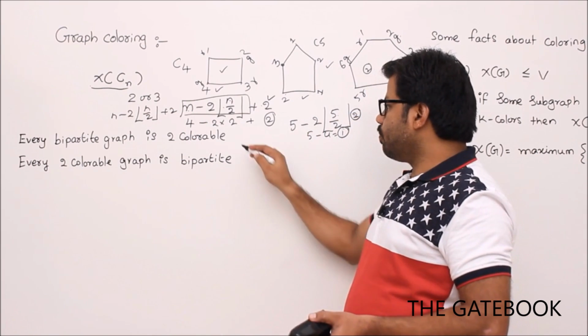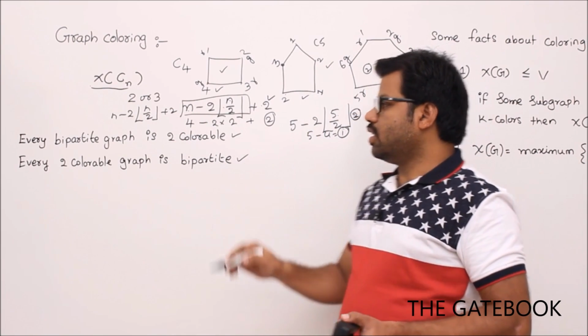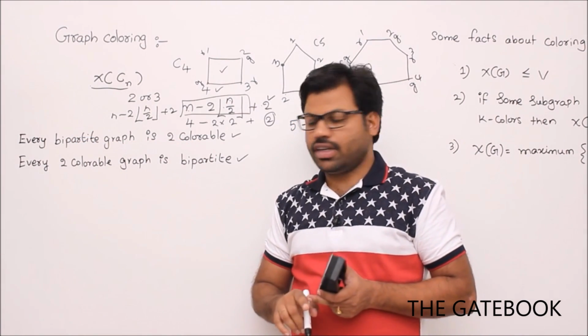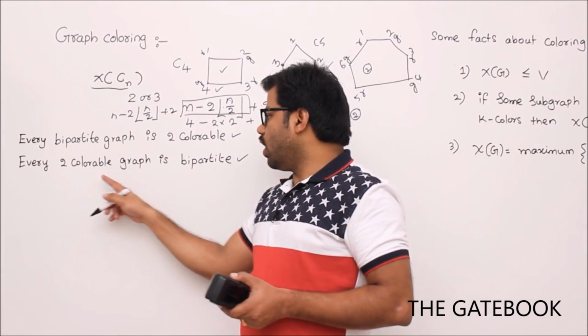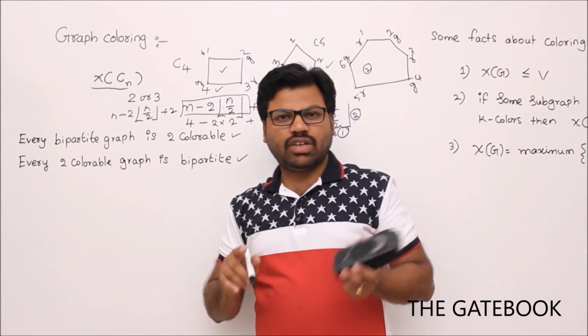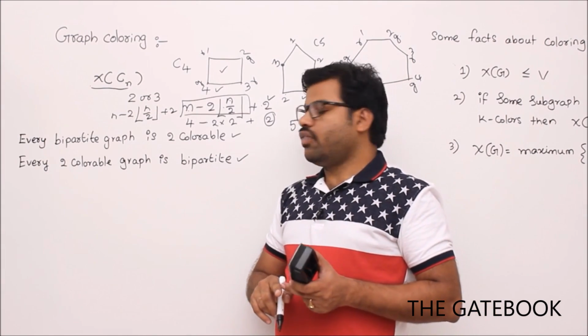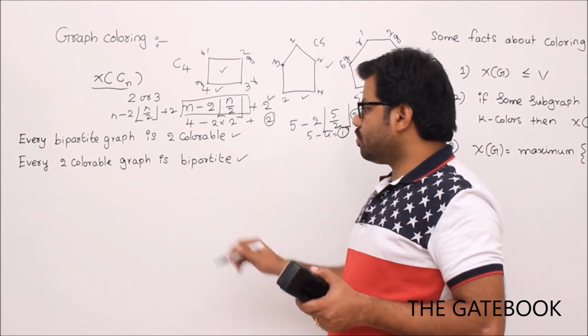Now we'll go to these statements. Every bipartite graph is two colorable. Why? Think about it. Second one, why every two colorable graph is bipartite? Stop the video and think for some time and continue the video. Every bipartite graph is two colorable. Why? I will tell you.